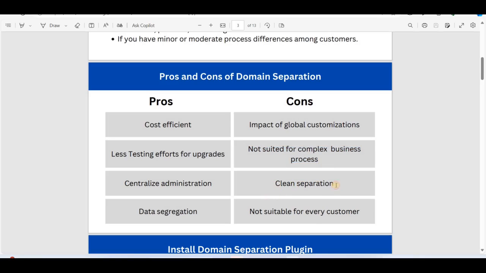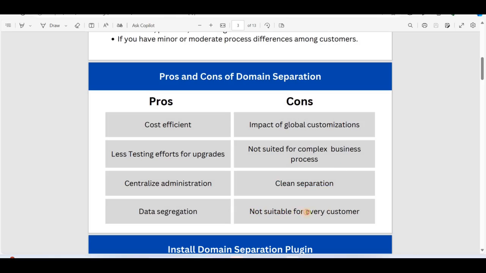Then we have the clean separation. Yes, when we say domain A and domain B are different, it means there is no integration between these two domains. You cannot see the data, you cannot see the processes at all. There is no common bridge between these two. So in future, if you have any such need, you have to find out some new measures to do integration between these two domains.